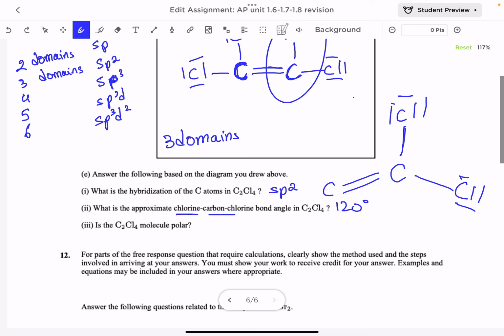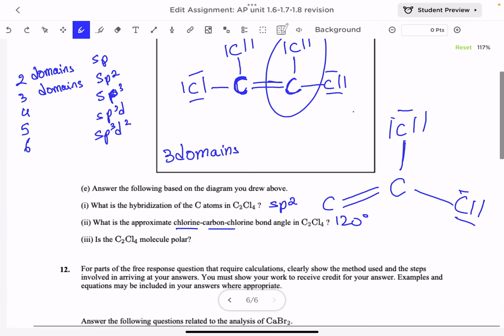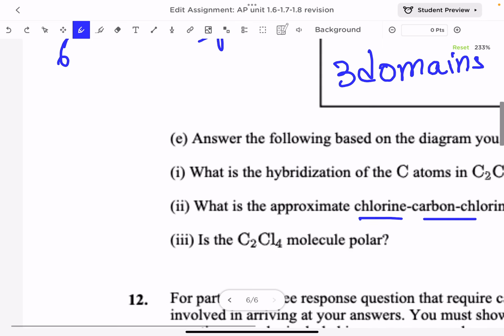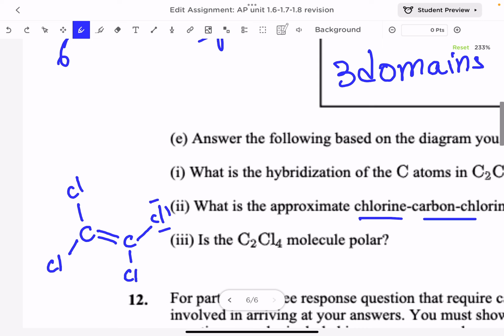The next question, is C2Cl4 a polar molecule? Oh, definitely it's not a polar molecule. Let me just draw it till the end. This is a C. This is the first carbon with a Cl, another Cl, a double bond. This is another Cl, and this is another Cl. So that's the representation of this molecule in space.